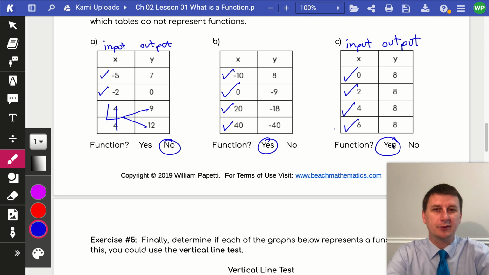So at this point, we've looked at 3 tables, and we were able to determine if those tables were functions or not.